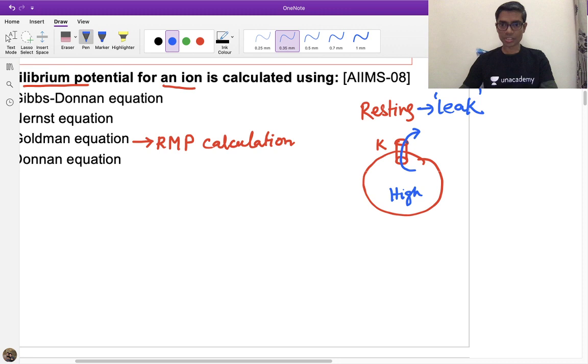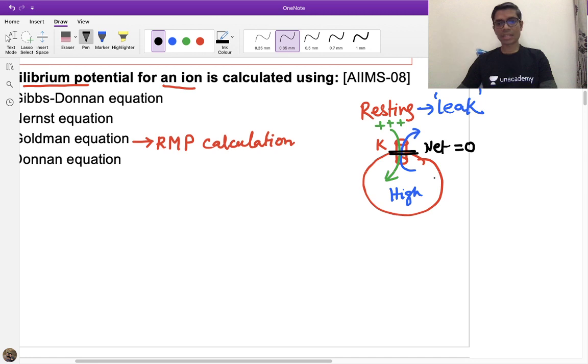At the same time, when more and more potassium is going outside, there will be positivity outside. This positivity will try to push the potassium back inside the cell. This green arrow indicates the electrical force which is opposing the movement of potassium by the concentration gradient. These two movements will continue until there is an equilibrium of this ion channel. What do you mean by equilibrium? Equilibrium means the net movement of potassium ion through this channel is zero. At that equilibrium condition, the net movement of potassium will be zero.